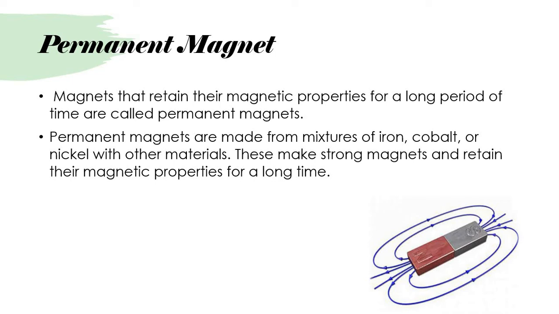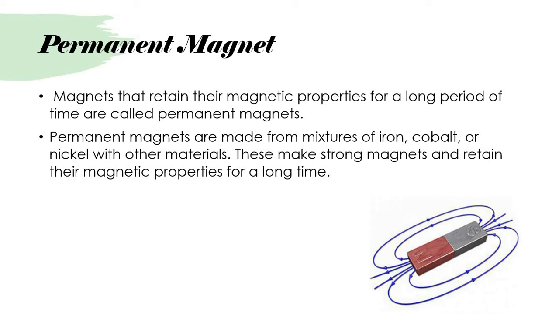Permanent magnets are made up from a mixture of iron, cobalt or nickel with other materials. So for making permanent magnets, a mixture of iron, cobalt or nickel with other materials is required. These make strong magnets and retain their magnetic properties for a long time. Means permanent magnets are made of iron, cobalt or nickel or other materials, and they make strong magnets that retain their magnetic properties for a longer period of time.